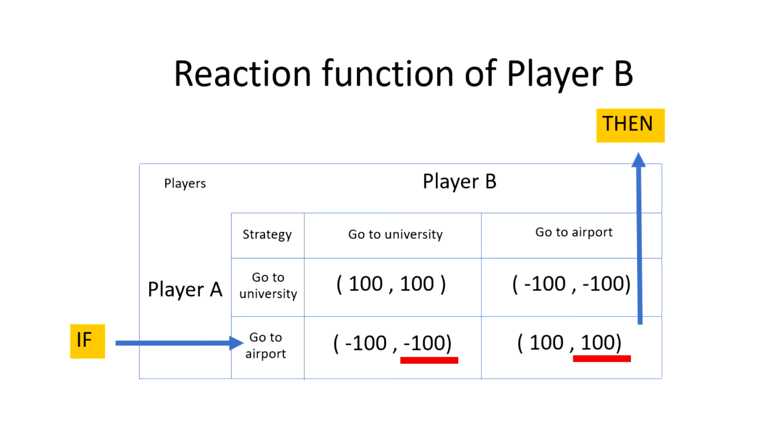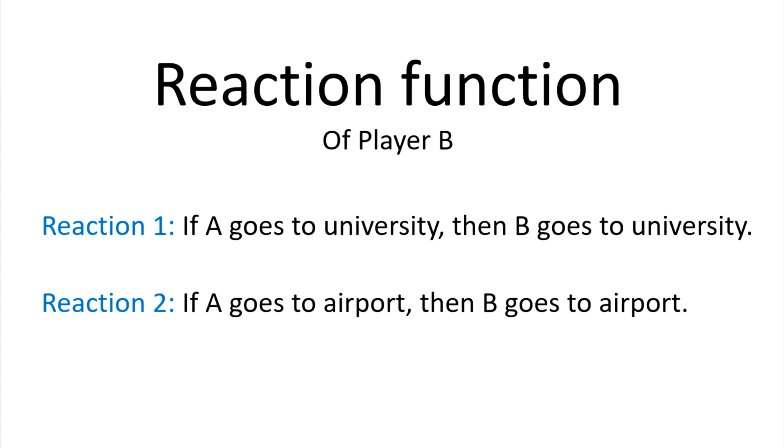Here we are. If player A goes to the airport, then B has to compare between minus 100 and plus 100. Therefore, player B will go to the airport too because 100 is more than minus 100. That's correct. Therefore, the relation functions of player B.